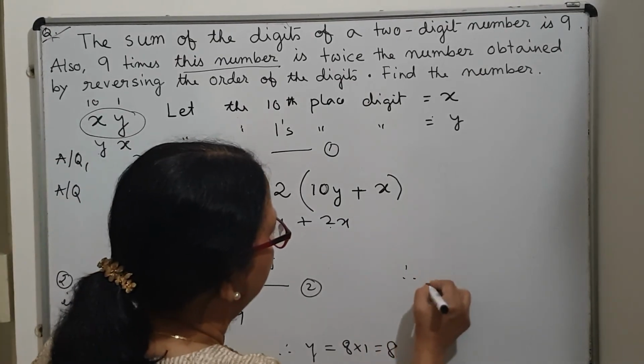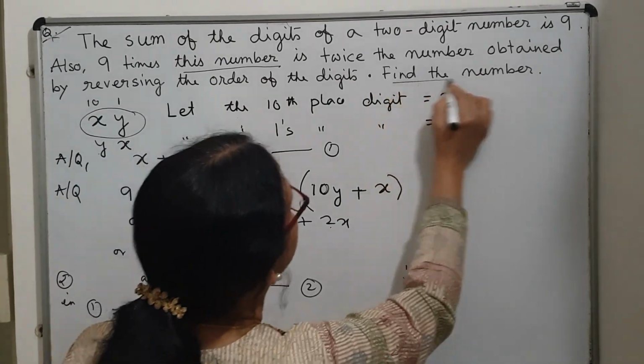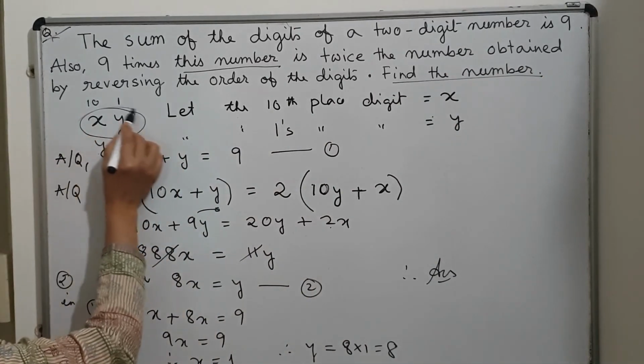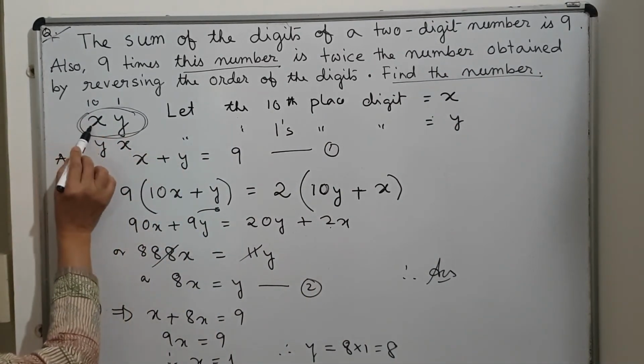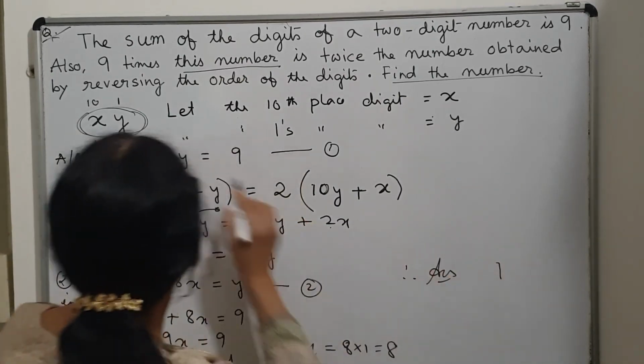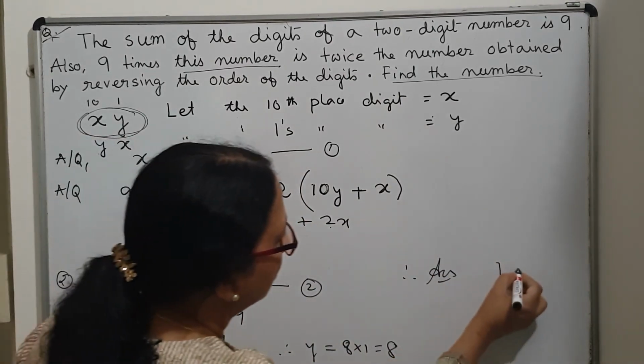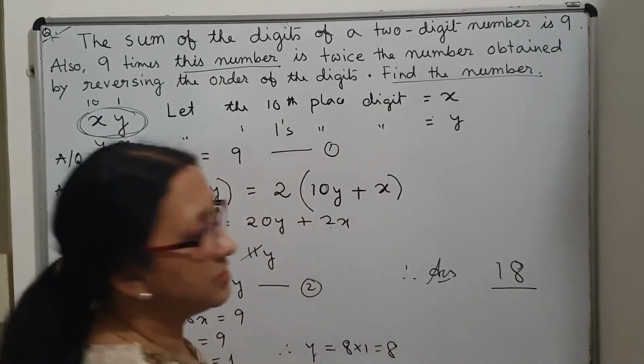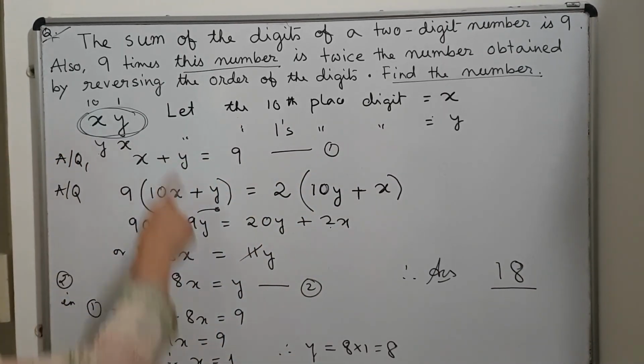Therefore, the answer: we have to find the number. And what is the number I have taken? This xy is the number. In the 10th place there is x, so 1 in the 10th place, and in the unit place y, so 8. So 18 is the number which satisfies the given conditions.